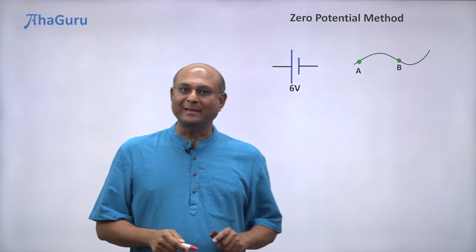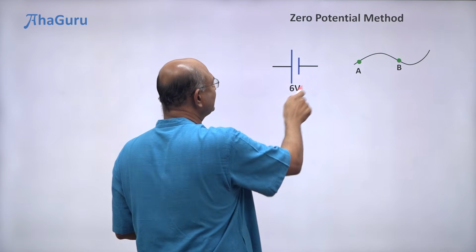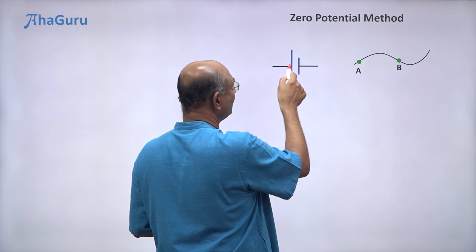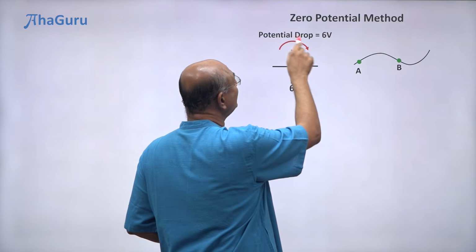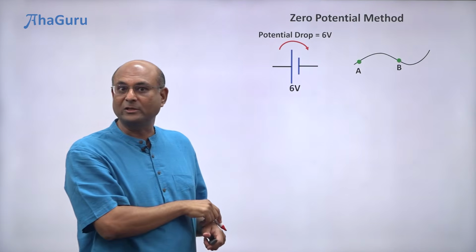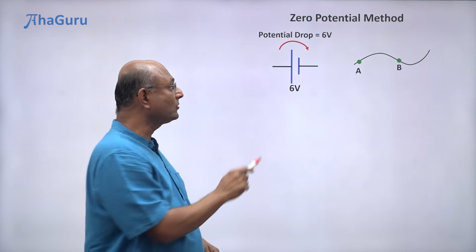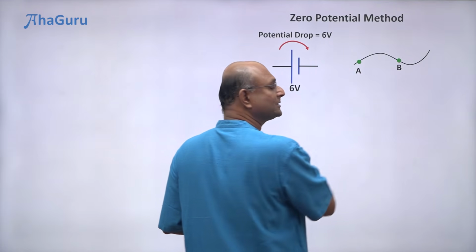The zero potential method flows from a very simple observation. If you look at this 6-volt battery, what is that 6 volt? Is it telling you the potential here? No. The potential there? No. It is telling you the potential drop from the big side to the small side. The 6 volt is the potential drop, right? Not the potential. Similarly, I don't know what the potential at A or at B is.